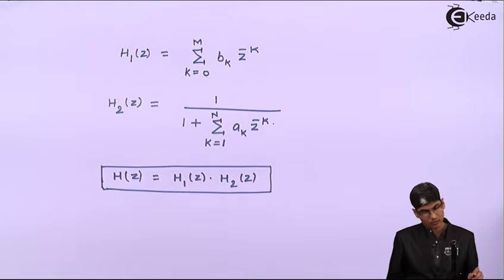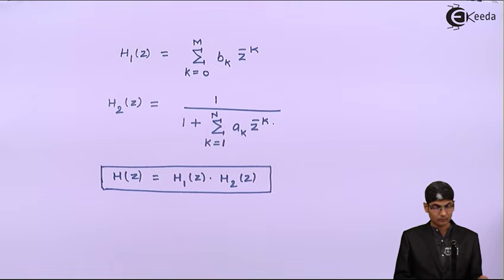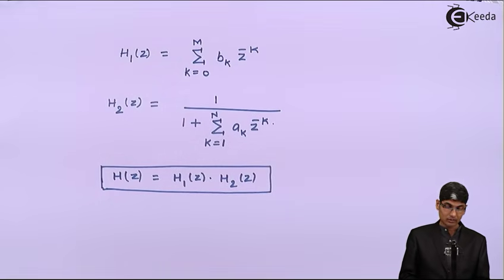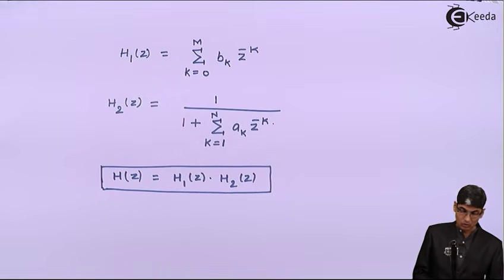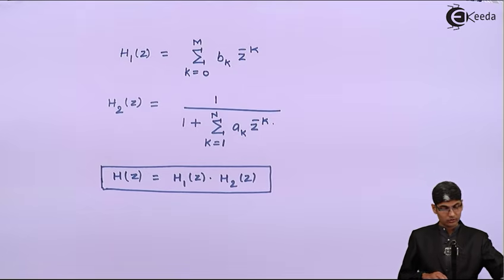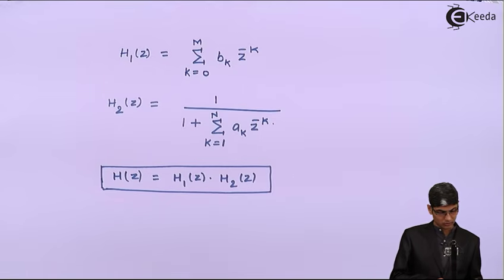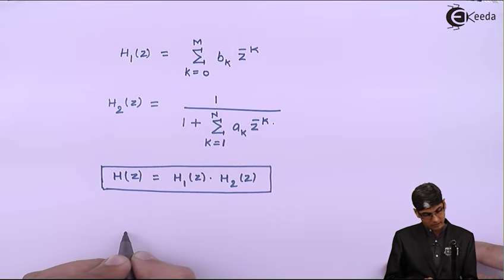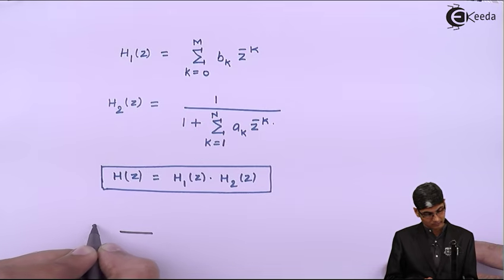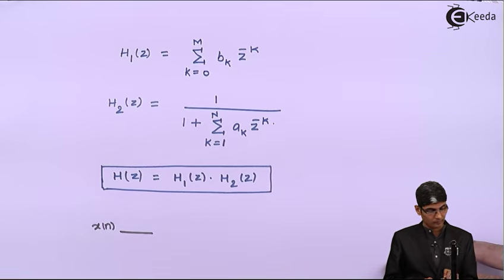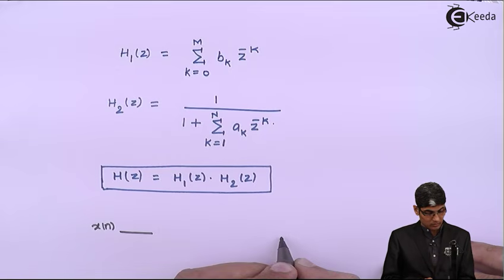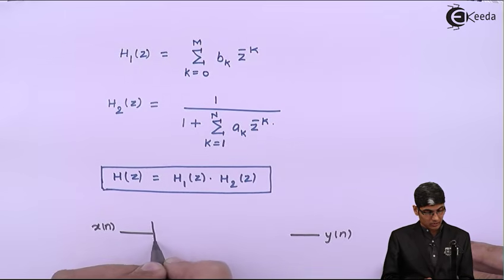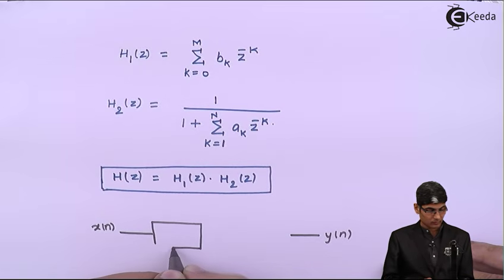Right? So this is what we can do. Now let us see how we can individually visualize h1 of z and h2 of z, and how we can draw a simple structure. If I wanted to draw a simple structure of this equation, then I give input as x of n, and I get the output as y of n, and in between I have 2 systems.